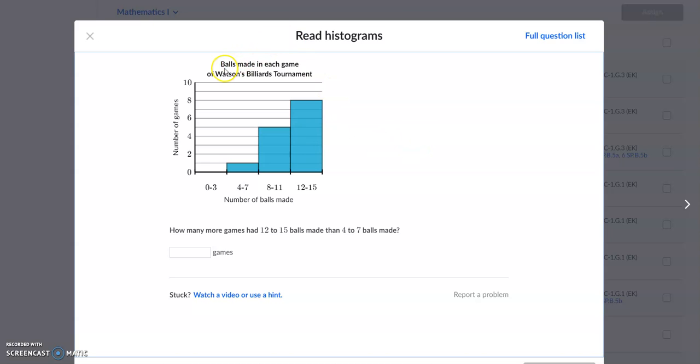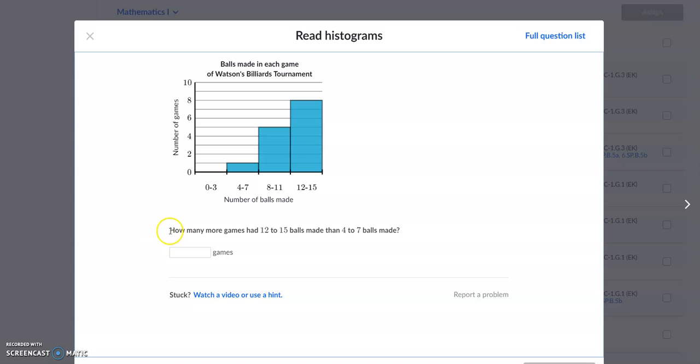So we have a histogram here, and it says balls made in each game of Watson's billiards tournament. Billiards is just playing pool. It's a game. This is the number of games over here on the y-axis: 0, 2, 4, 6, 8, 10. This is the number of balls made, how many points they scored: 0 to 3, 4 to 7, 8 to 11, 12 to 15.